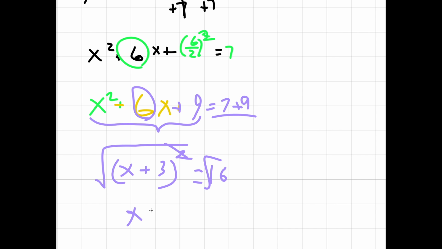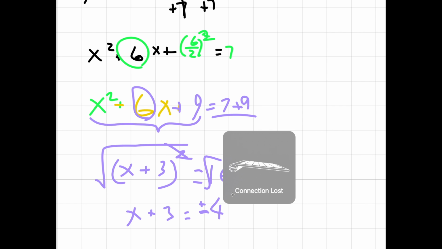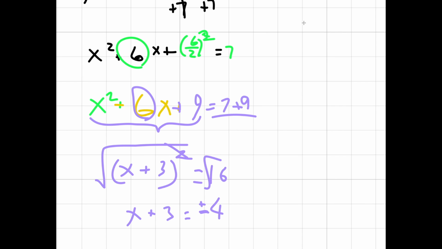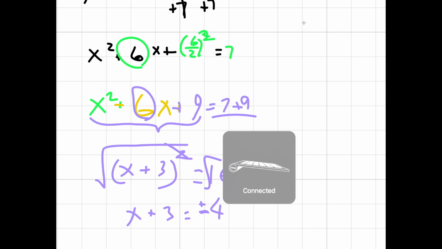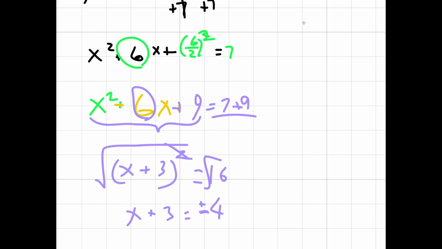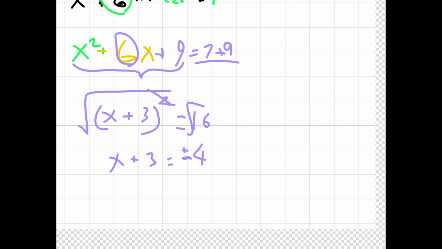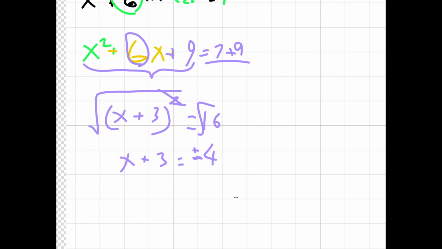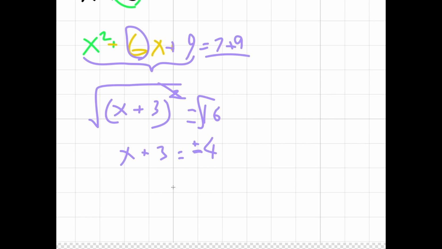So that means x + 3 is equal to 4, right? That's not exactly right, actually. What you have to do is say plus or minus 4, because negative 4 squared is going to be 16, and positive 4 squared is going to be 16 as well. So you have to say plus or minus, and that's where most people make a mistake. Okay, and now we can solve.